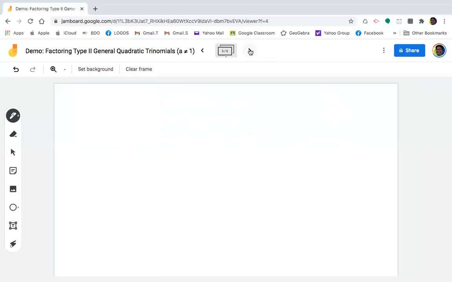Now for the last one, we're going to use an expression which has minus in both the middle and the last term. So we have 6x squared minus 5x minus 6. So these are now both minus. First, let's check for a GCF. There's none, so we go straight to the AC test.